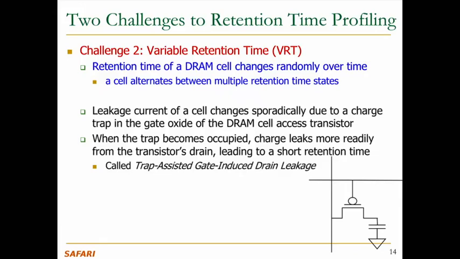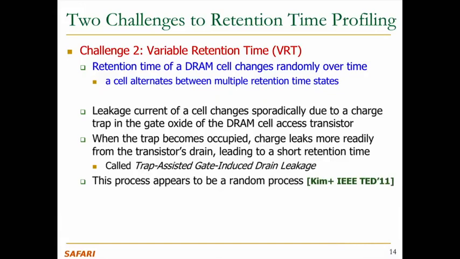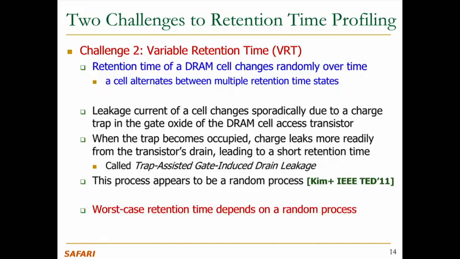And it turns out this appears to be a random process. Essentially, you don't know when charge will get trapped. It happens randomly. And there are multiple works from Samsung, for example, that show that this is random. Basically, what is the implication? The implication is that worst case retention time of a cell depends on a random process. And you still need to find the worst case despite this. The question is, how do you do that?